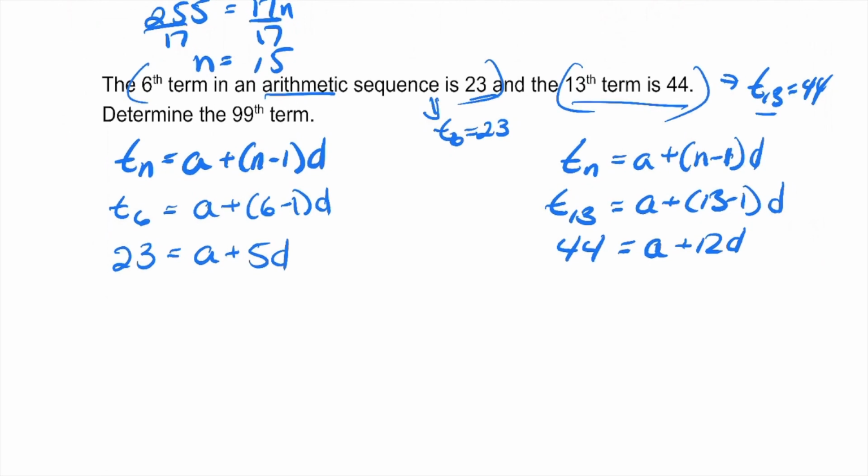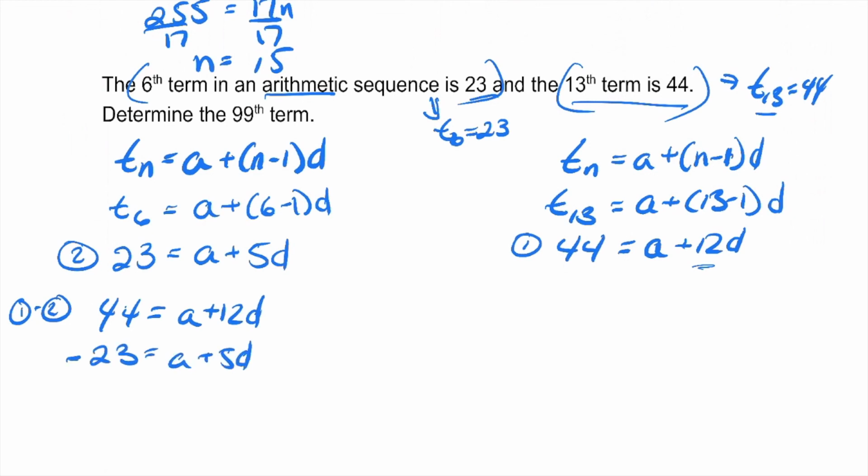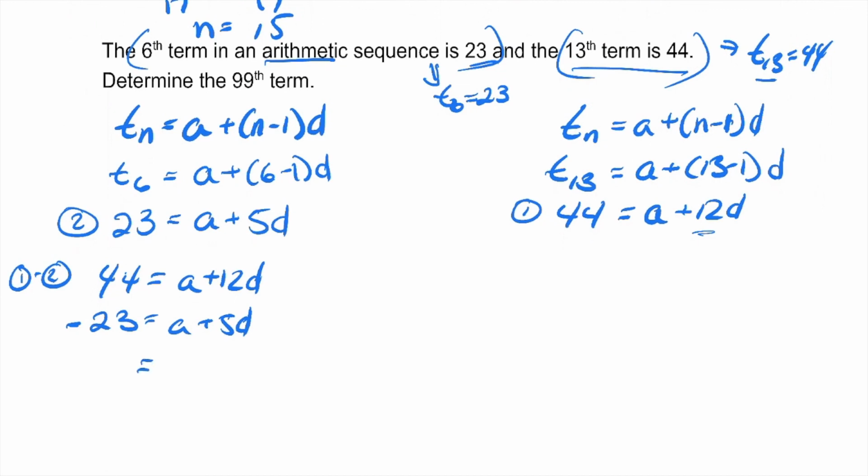I'm going to solve by elimination. I'm going to take this as my first equation and that as my second, because I see that the numbers over here are a bit bigger. So first equation minus the second equation: 44 equals A plus 12D, and I subtract 23 equals A plus 5D. This is nice because my A's eliminate already, they disappear. Here 44 minus 23 is 21, and 12D minus 5D is 7D. Divide both sides by 7, so that D is equal to 3. So I know my common difference is 3.